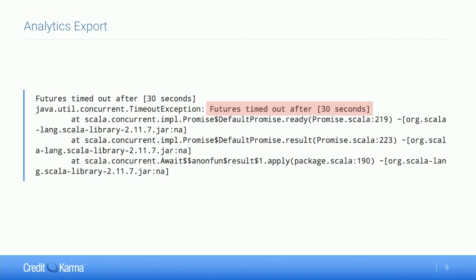One of the main things we saw were futures timing out. When we dug into the logs and the problems, we found that we had a core issue at hand. There's only so many connections available to go outbound over our HTTP service. So as work was being queued up and pushed through our actor system, we were very quickly saturating the connection pool.